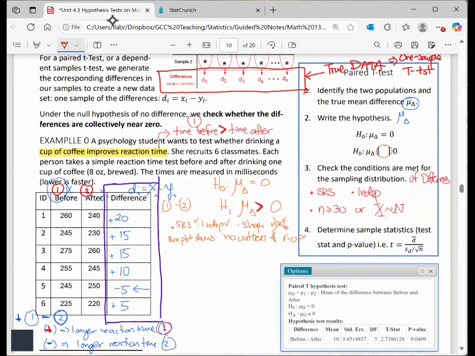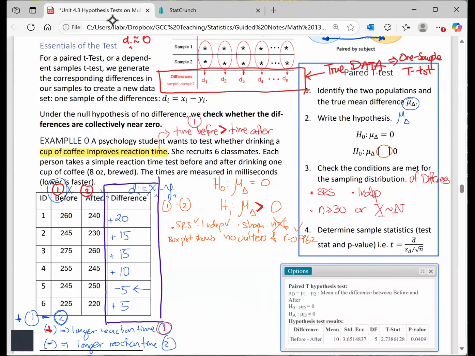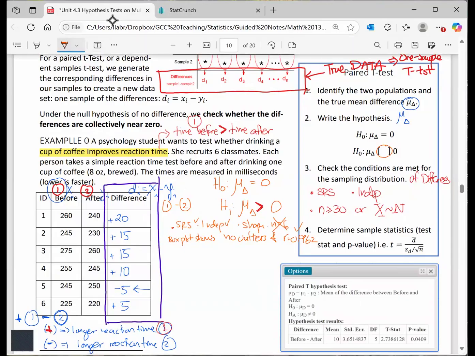And r was 0.9662. All right, so we're going to go ahead and proceed. So we got our hypothesis. We verified that the conditions are met. So now we're going to go ahead and proceed. Remember, this is a one sample t-test.